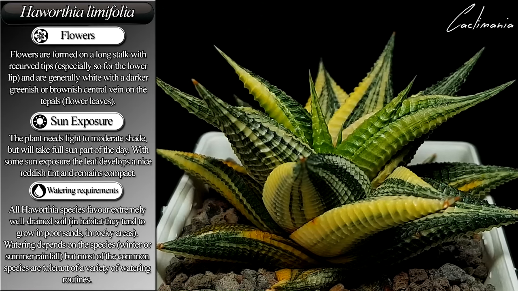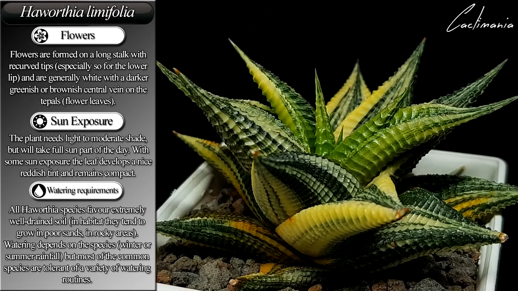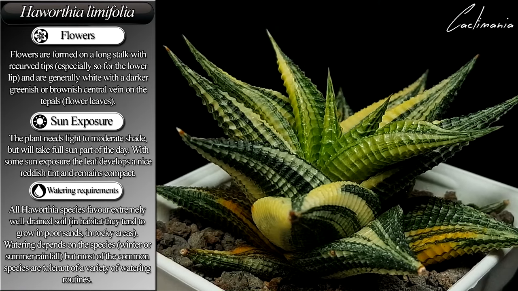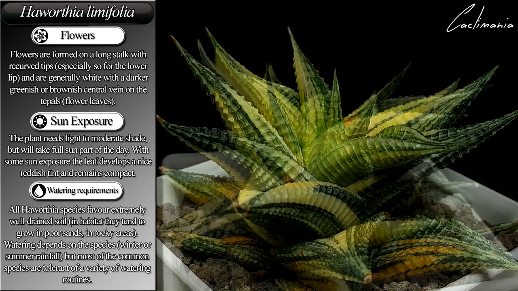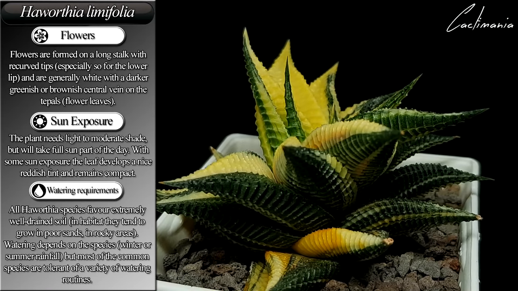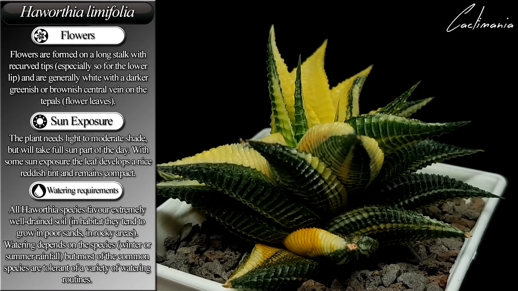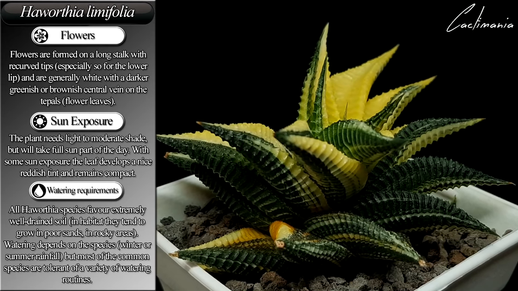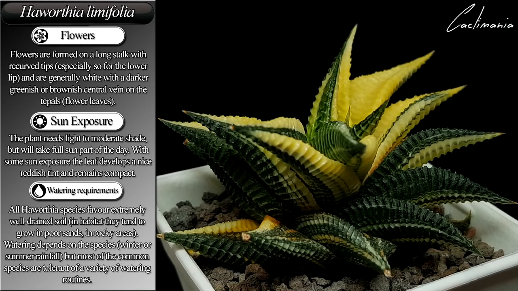Watering requirements. All Haworthia species favor extremely well-drained soil. In habitat, they tend to grow in poor sand in rocky areas. Watering depends on the species, winter or summer rainfall, but most of the common species are tolerant of a variety of watering routines.